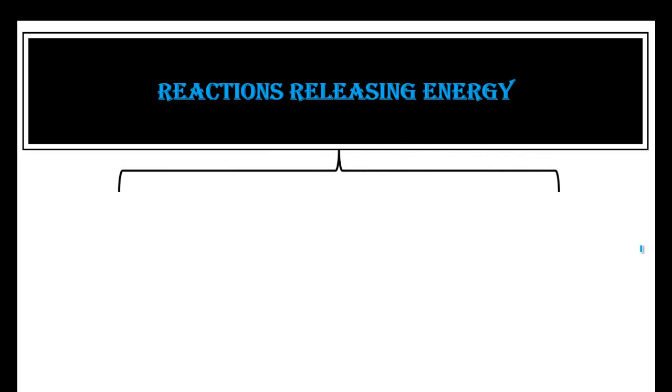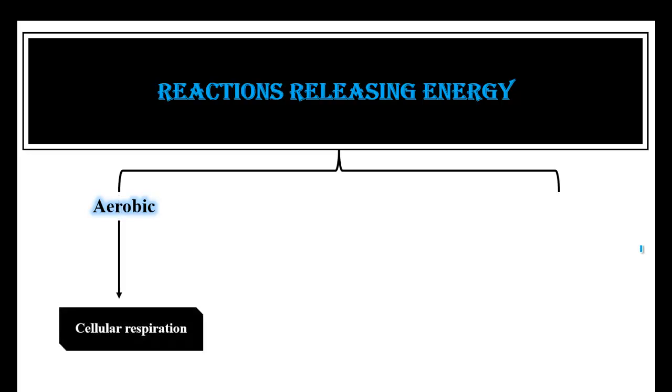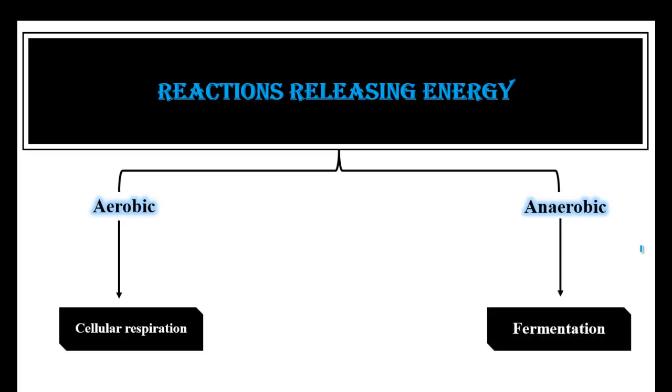So, the first pathway is the aerobic pathway, which means that these reactions require oxygen to produce energy. These reactions are called cellular respiration. The second pathway is the anaerobic pathway, which means these reactions happen in the absence of oxygen or a low supply of oxygen. These reactions are called fermentation.